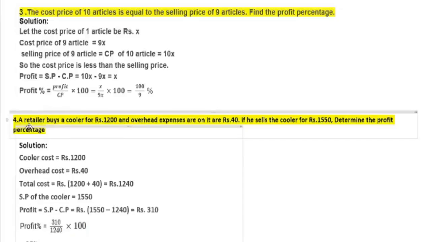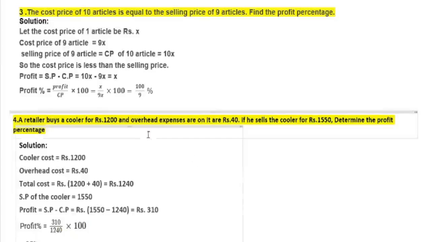Now next question, fourth one. A retailer buys a cooler for rupees 1200 and overhead expenses on it are rupees 40. If he sells the cooler for rupees 1550, determine the profit percentage.